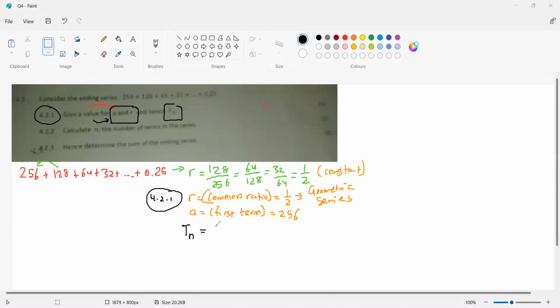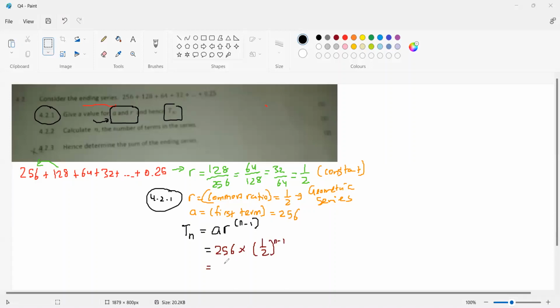Tn is the general representation of the nth term. Generally we use the formula for the geometric series, which is a r to the power of n minus 1. Just substitute, making it case specific. So 256 times r, which is half, to the power of n minus 1.